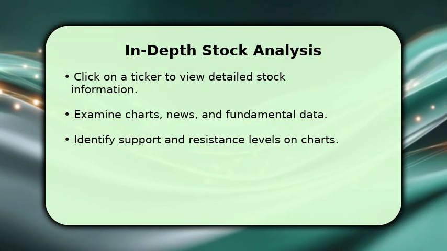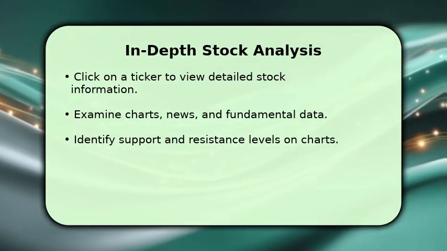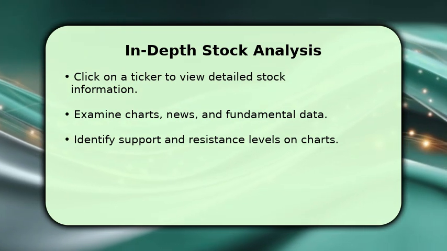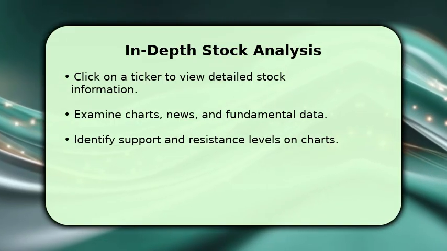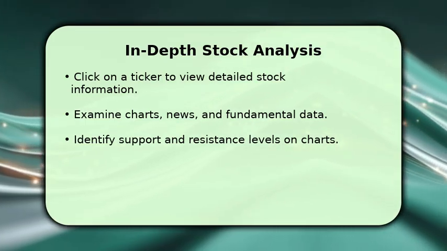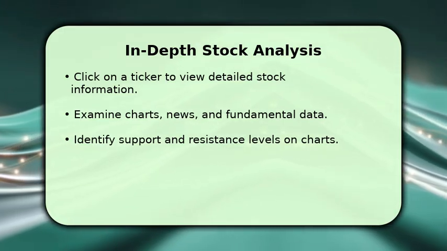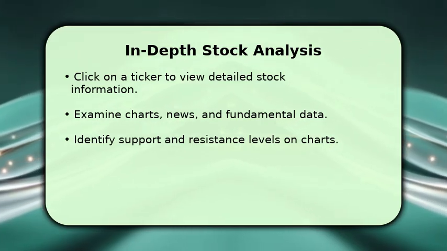Once you've identified potential stocks using the Screener, click on a ticker symbol to access its detailed page. This page offers a wealth of information, including interactive charts, recent news, and key fundamental data like P/E ratio and dividend yield. Pay close attention to the technical indicators and analyst ratings. This comprehensive view helps you make informed decisions before considering any trade.